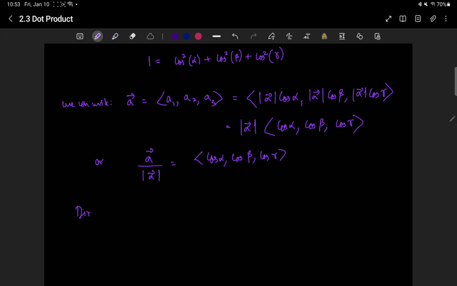So the direction cosines of A, we don't need to write the word vector. The direction cosines of A are exactly the components of the unit vector in the direction of A.